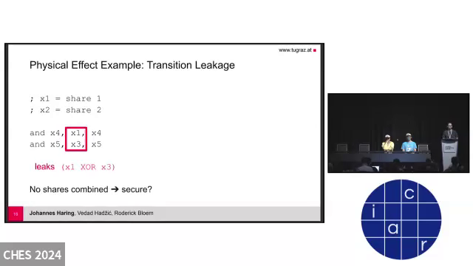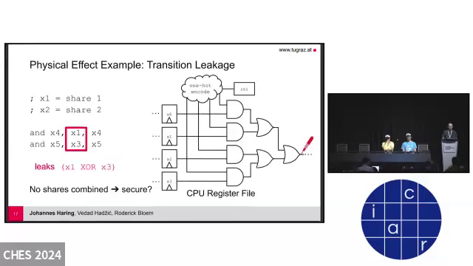No, that's actually wrong. The problem here is that under the hood, a processor does things which actually lead to combined leakage of X1 and X3. And the reason for that, in this case, is the way the CPU register file works. At the output of the CPU register file, an attacker that places a probe there is actually able to obtain X1 and X3 with just 1 probe, because there is a transition between the 2 values.